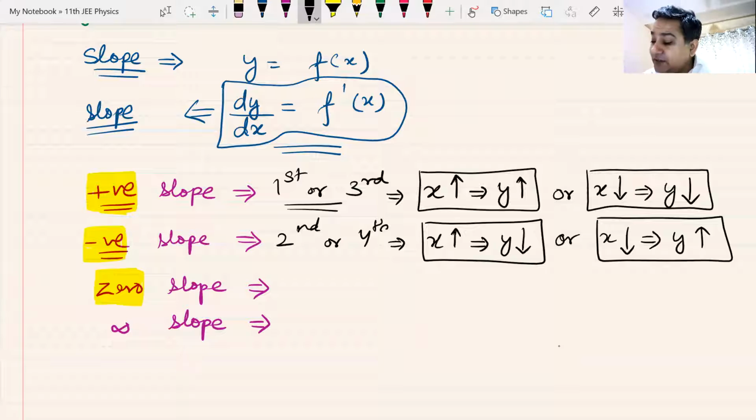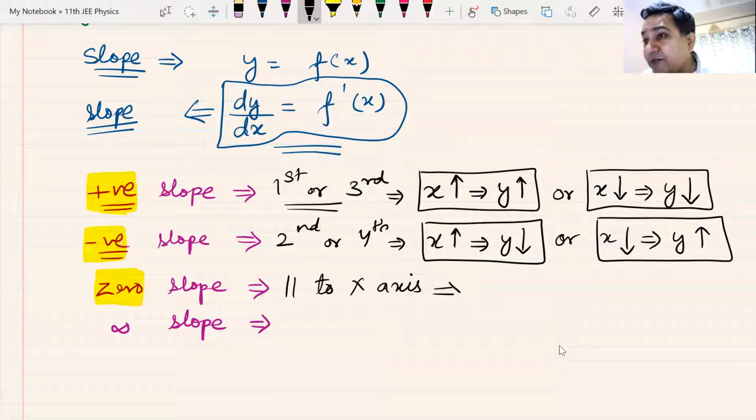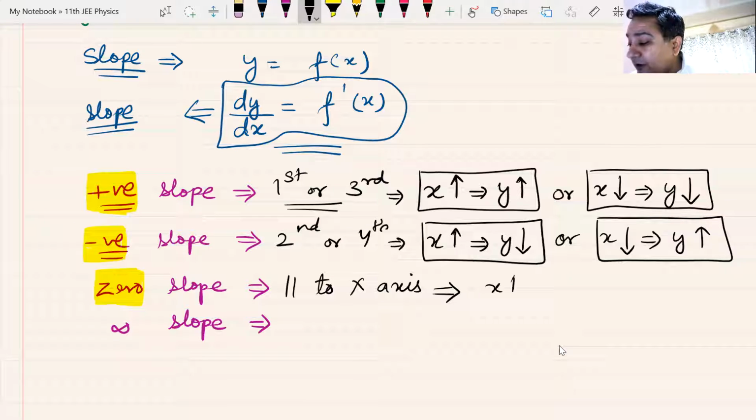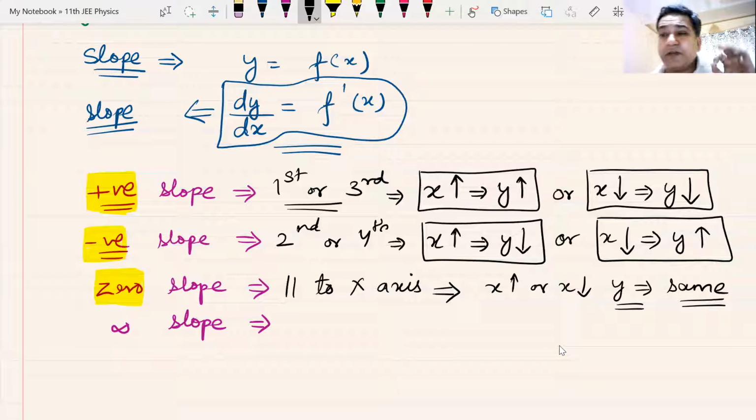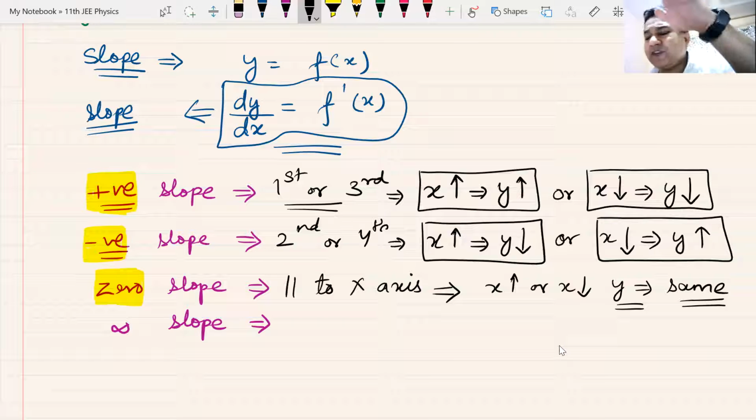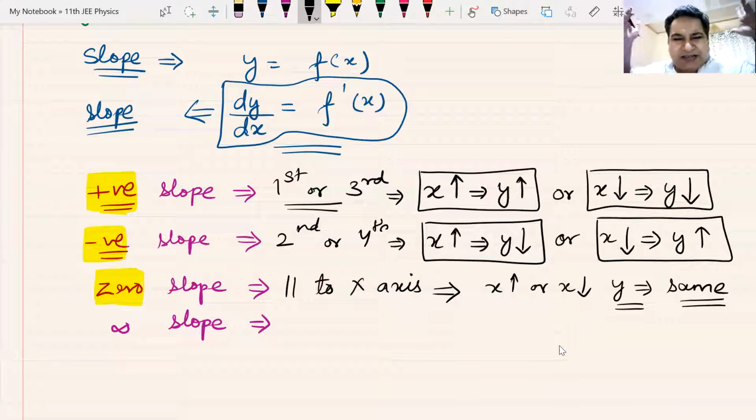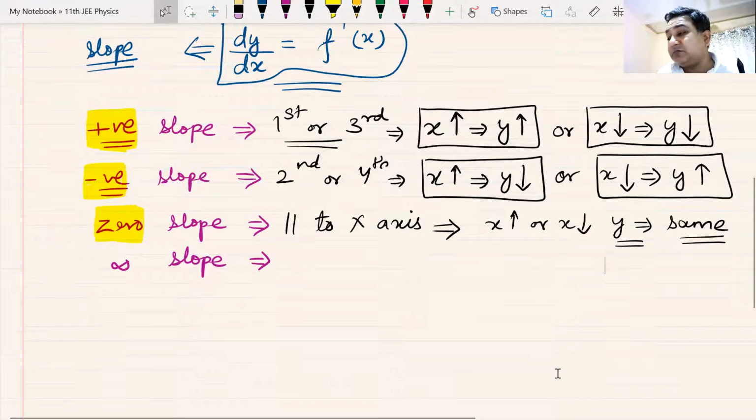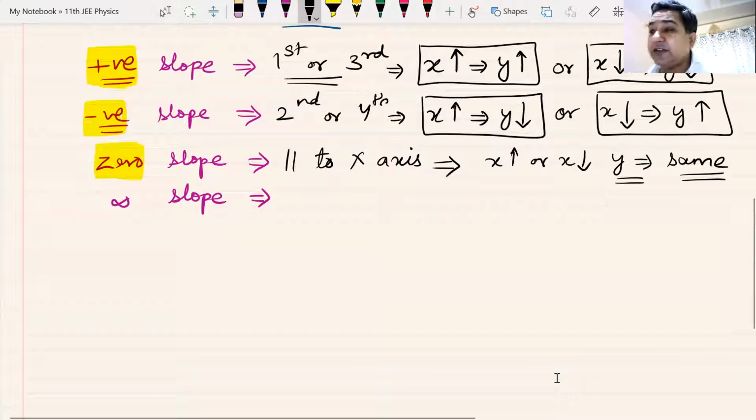It is a graph which is parallel to x-axis. No, Santosh, you are wrong. It is a graph which is parallel to x-axis. That means if you increase or decrease the value of x, y remains the same or constant. Nothing happens to the value of y. Whatever happens with x, y is unaffected. I'm not worried about x. Whatever happens to x, I am least worried. That graph is known as a graph with zero slope.